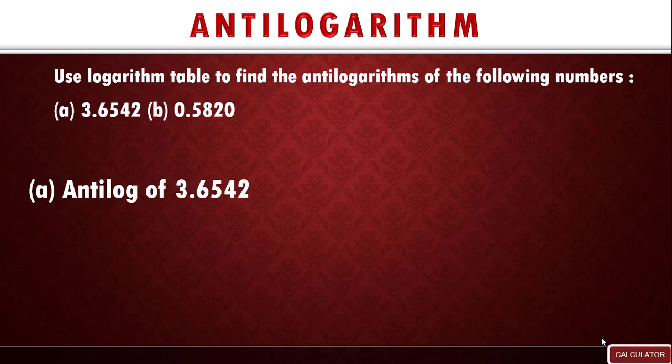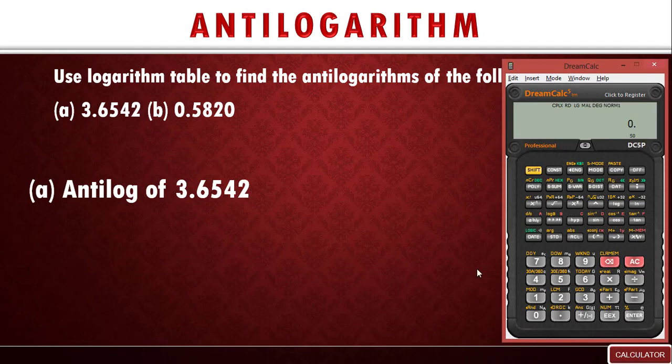So if you need to make use of a 4-figure table, you can do that too to work it out. So let me show you how to do that. Put on your calculator, and then the first thing you should ask yourself is, is this number 3.6542, the starting number that we have here, which is the characteristic, positive or negative? Okay, 3 is positive, so that means you can use your calculator to solve the antilog directly.